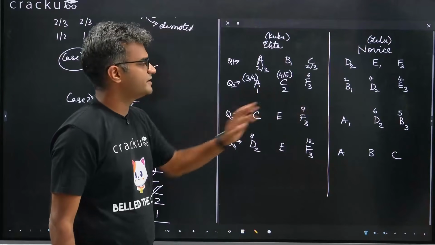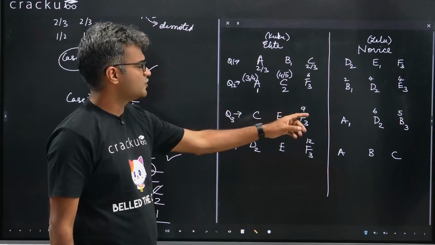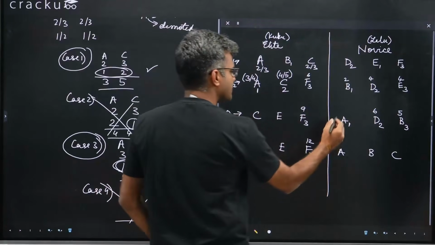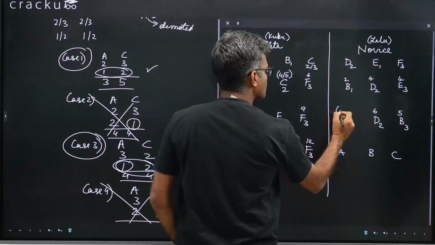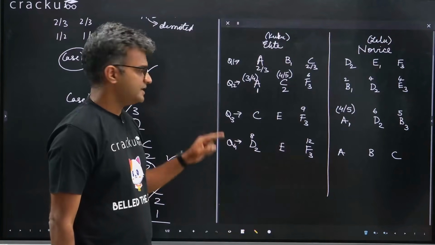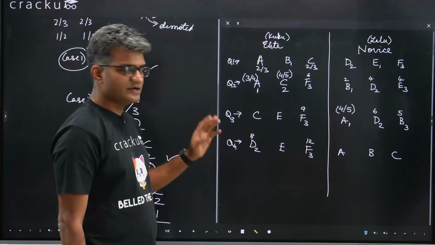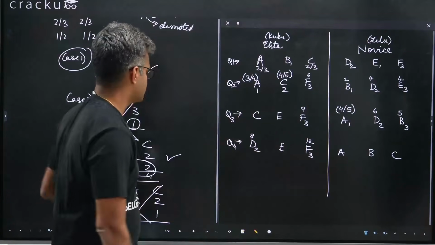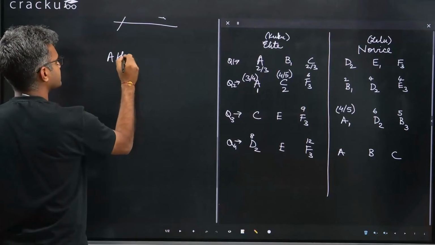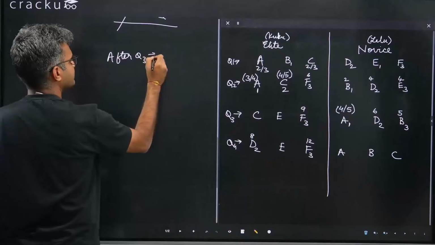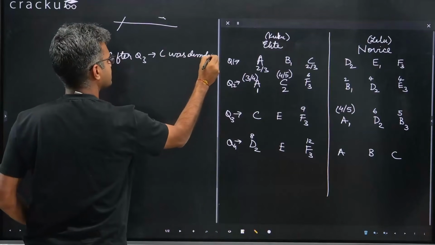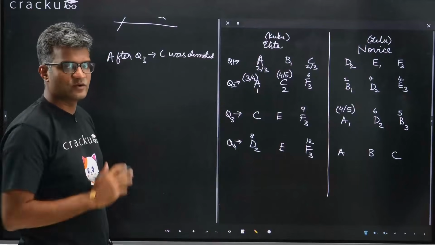And A is demoted to the Novice group. And in the Novice group, A scored 1 in the third quarter. So his total score at the end of the third quarter is either 4 or 5. What about C and E? At the end of the third quarter, after Q3, we know that C was demoted. And E remained in elite group.